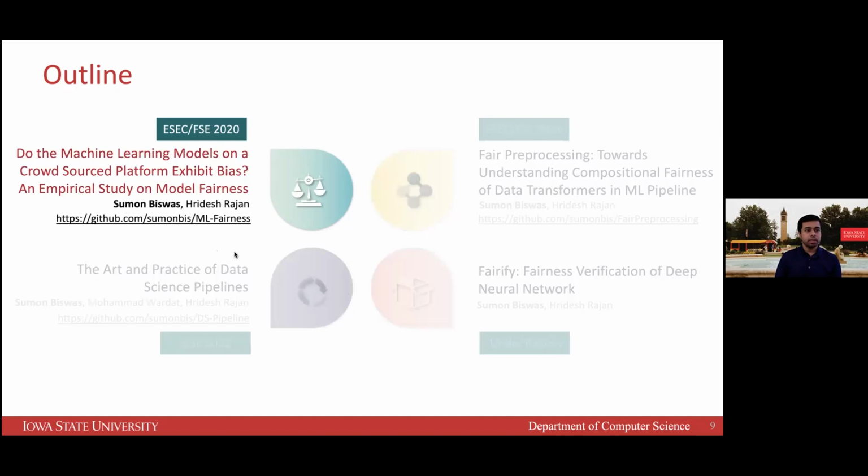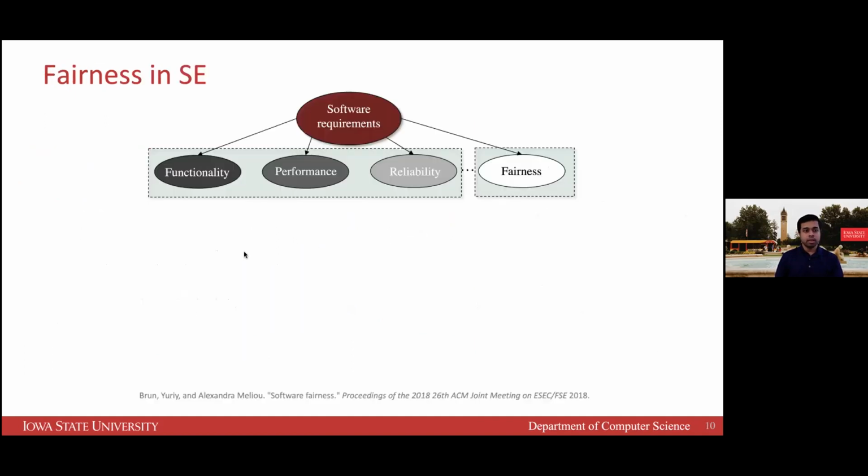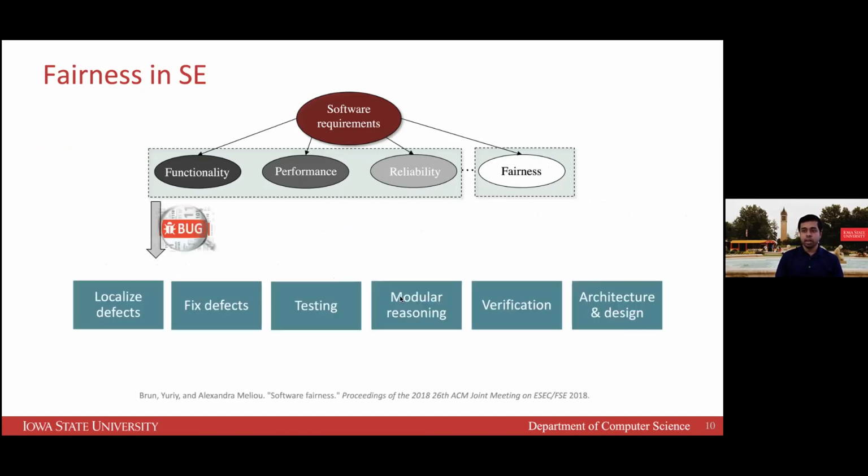So let's begin with the empirical study that focused on the real world situation of fairness. Software requirements have been evolving over the times with the functionality and performance, reliability. We have to ensure the fairness of the decision as well. So in software engineering research, we study defects or bugs which violate these requirements. We localize and test and fix these problems.